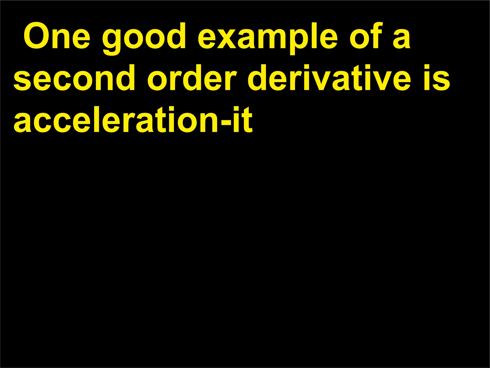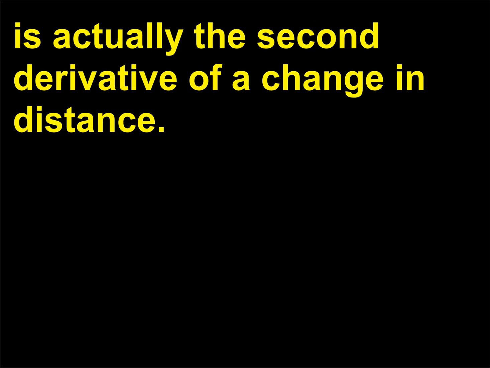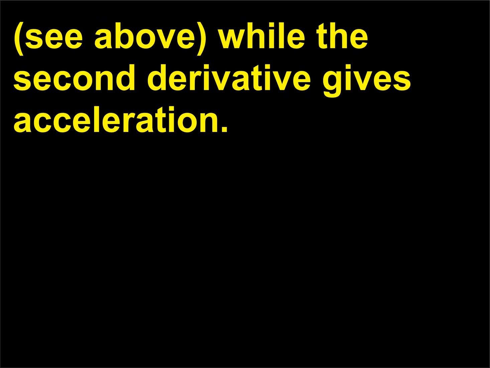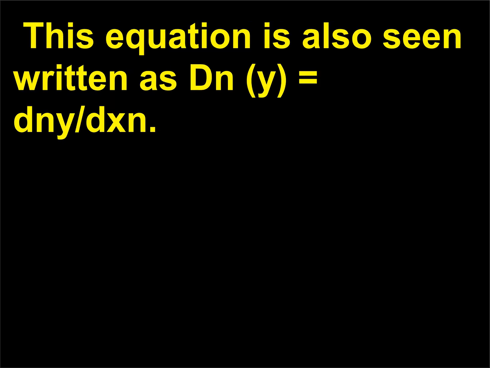One good example of a second-order derivative is acceleration. It is actually the second derivative of a change in distance. In other words, the first derivative gives instantaneous velocity, see above, while the second derivative gives acceleration. This equation is also seen written as dⁿy equals dⁿy/dxⁿ.